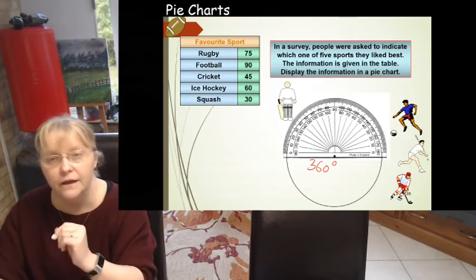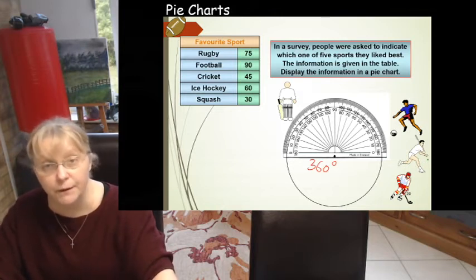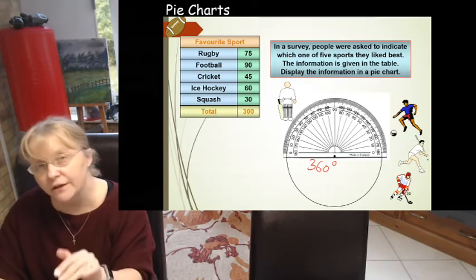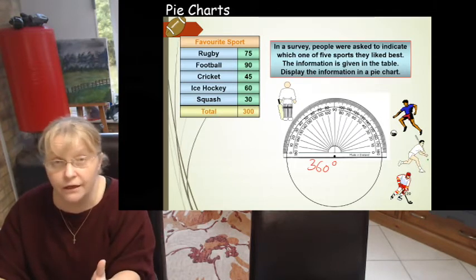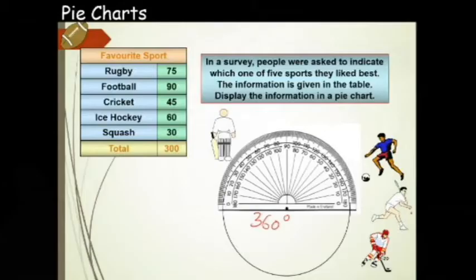Okay, so the first thing to do to draw a pie chart is add up the number of people, which is 300. Now, if any of you think you can do this already because you've already learnt it, pause now and see if you can draw your own pie chart.